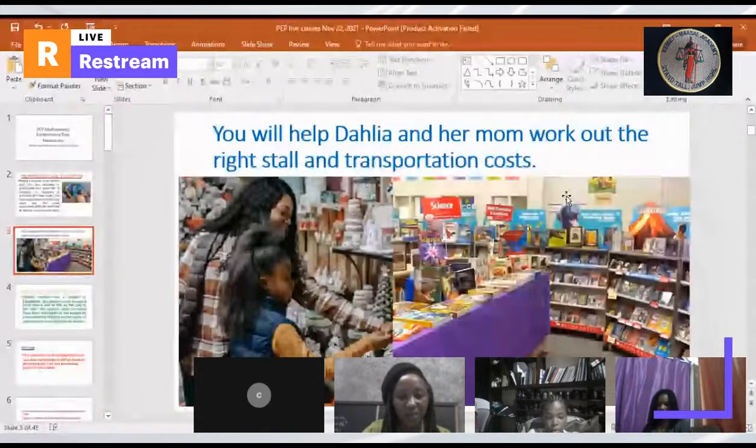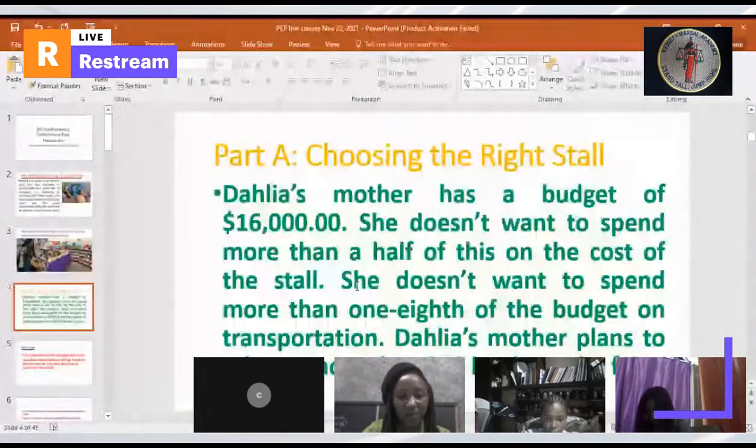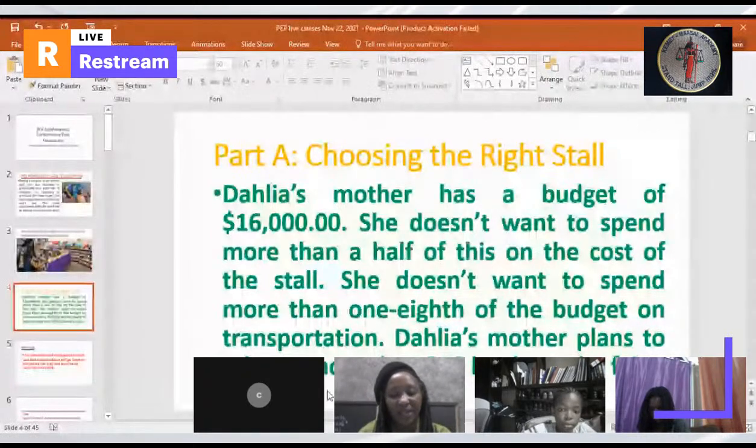All right, Amari, can you read part A? Okay, miss. Part A, choosing the right stall. Dahlia's mother has a budget of $16,600. She doesn't want to spend more than a half of this on the cost of the stall. She doesn't want to spend more than one eighth of the budget on transportation. Dahlia's mother plans to... Miss, I can't see the rest of it. So she plans to take no more than 250 books to the fair.